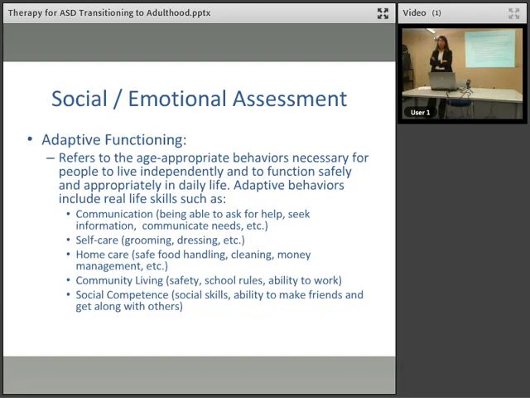Within the home, be able to prepare one's food, be able to clean, manage his or her own money or accounts. Within the community, just being safe and knowing how to follow rules, assessing situations that might be dangerous, the ability to work, and really just to function as an independent individual. And then finally, social competence, so looking at social skills, the ability to make friends, and to maintain relationships in different areas.